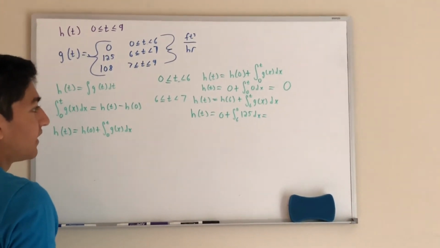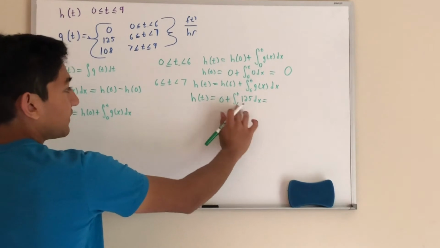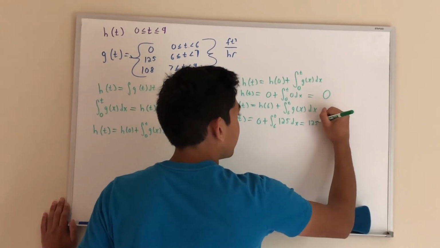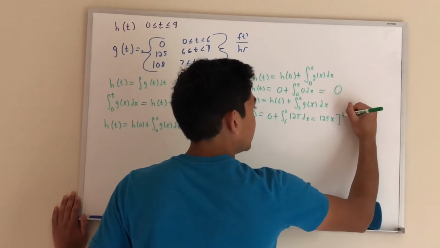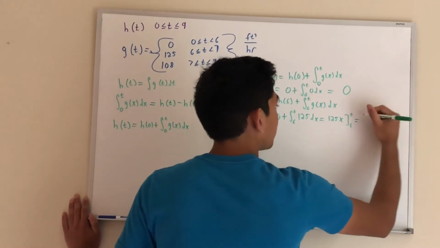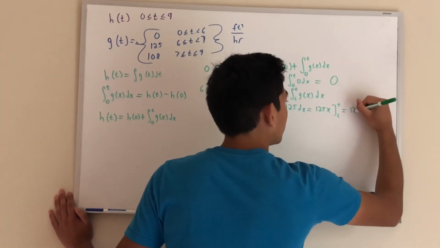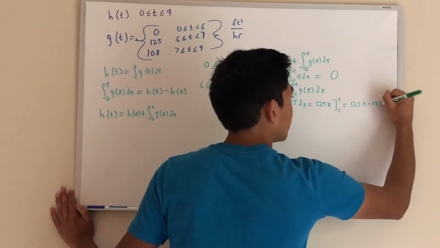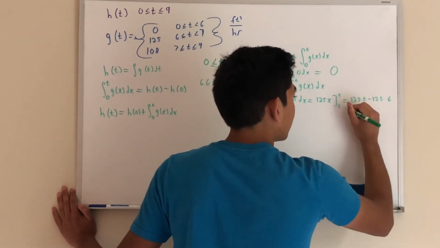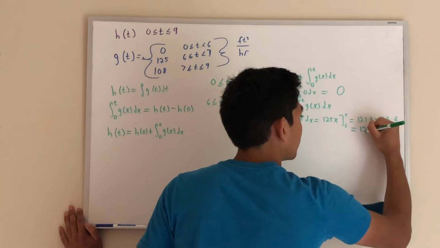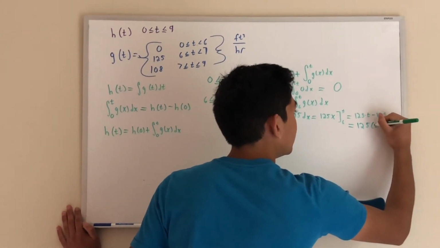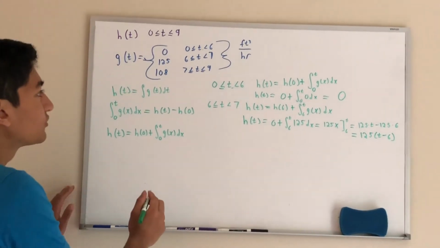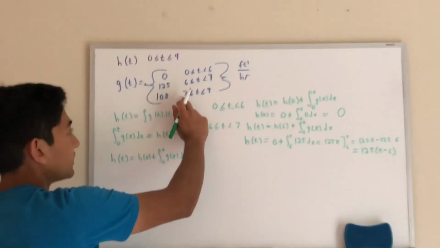And then if we use the first fundamental theorem of calculus, we can simplify this into 125x from 6 to t, which will equal 125 times t minus 125 times 6, or 125 times (t minus 6), if you factor out the 125. So now we'll do the same thing again, but now we'll go from the interval of 7 to 9 a.m.